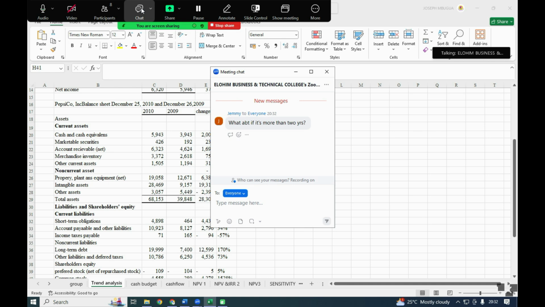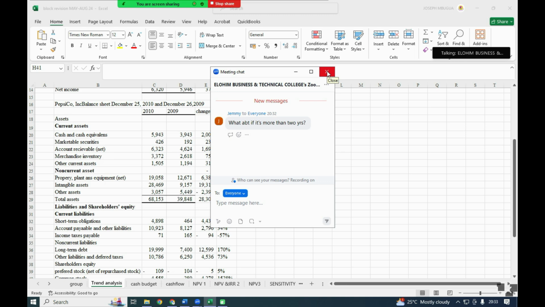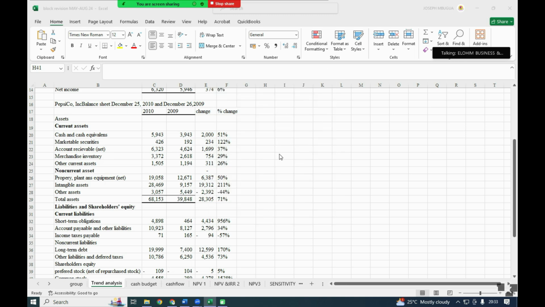What about if it is more than 2 years? If it is more than 2 years, the question will tell us how many years they need a trend for. Assuming we are dealing with 2008, 2009 and 2010, you still find the change from 2008 to 2010. Let's say for example it has 2009, 2010, 2011, 2012. The base year doesn't change. It remains the constant base.